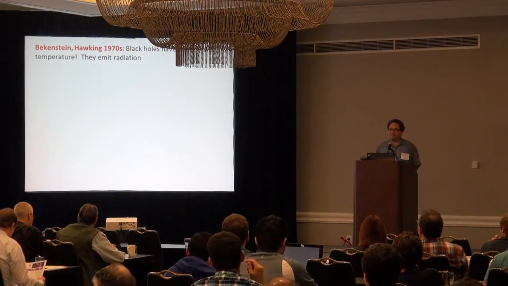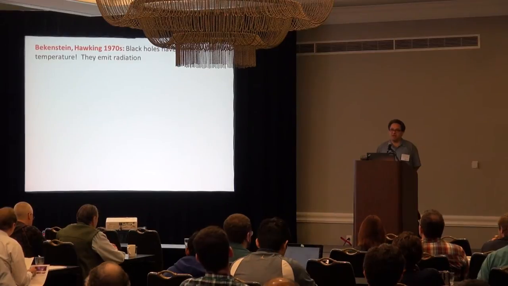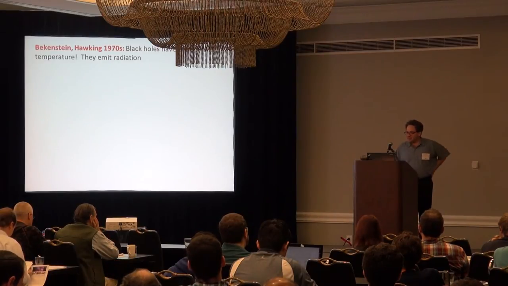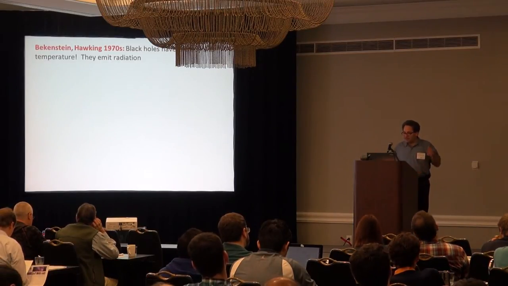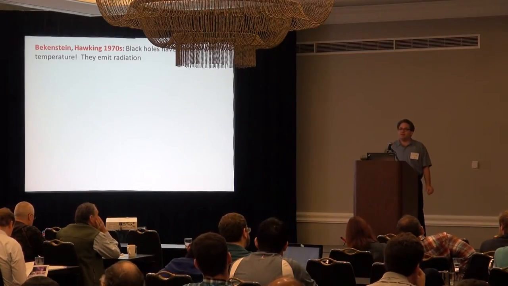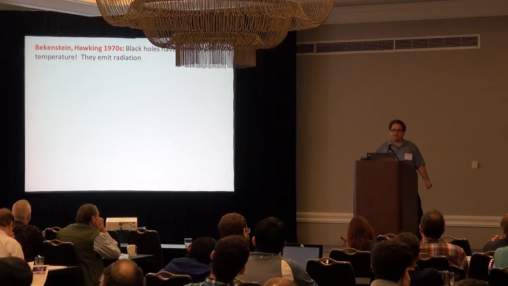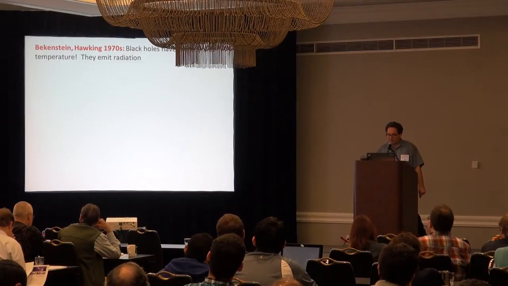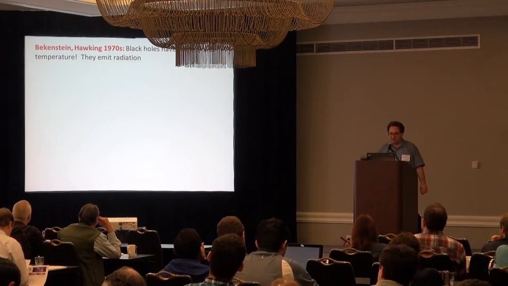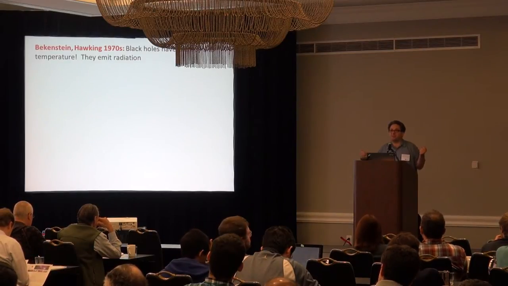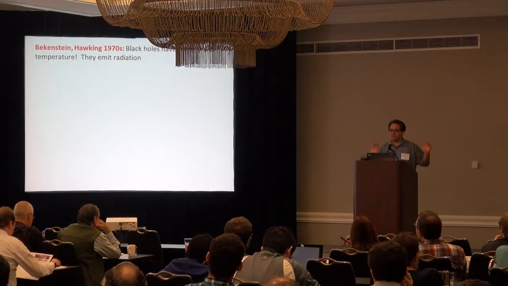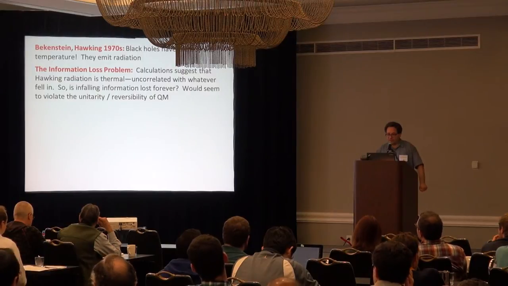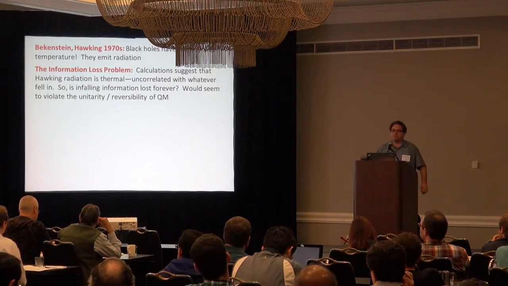All right. So the first thing I have to do is review 40 years of black hole history, and I'm going to do that in one slide, pretty much. So our story starts in the 1970s when Jacob Bekenstein, who sadly passed away about a month ago, and Stephen Hawking made their seminal discovery that black holes have an entropy, and they have a non-zero temperature, and they emit radiation. They eventually radiate themselves away. They're not completely black.